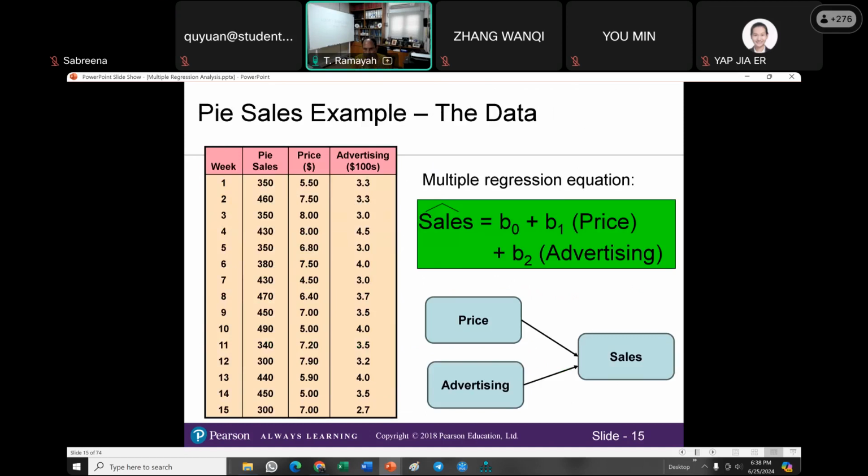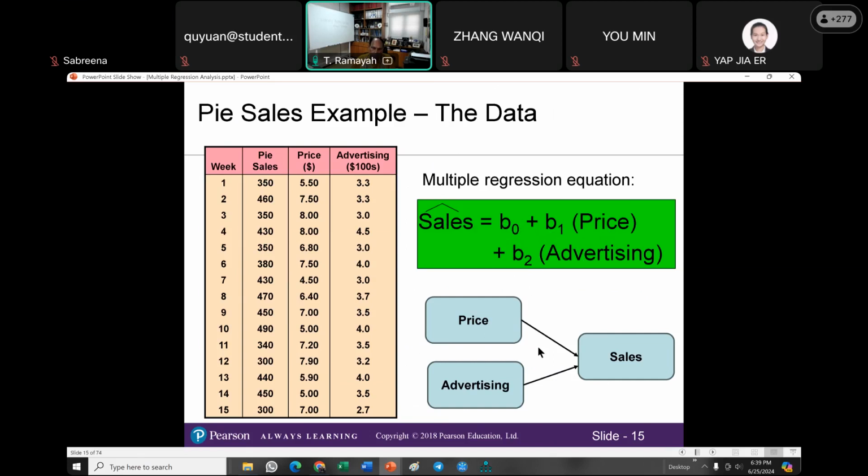Like this. We want to look at pie sales, which is the total pie sales, how much you get in a week. Pie sales is dependent on the price and advertising. So when you write an equation, you write b0, which is your intercept, plus b1, which is your coefficient, times independent variable 1. b2 is the coefficient of independent variable number 2. You can write them in equation form.